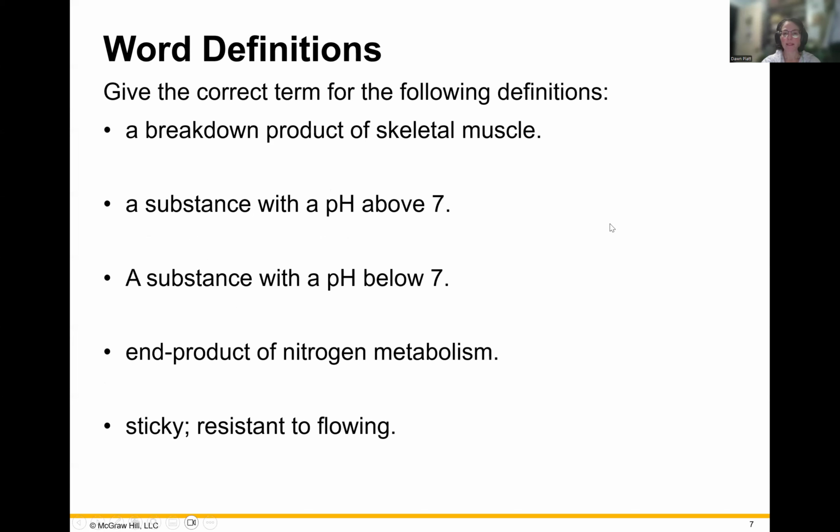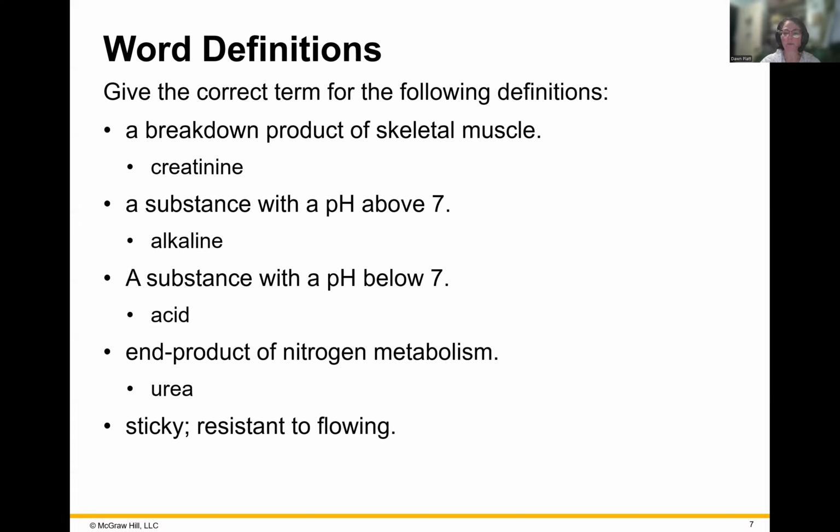Now we're looking at some word definitions. I gave you the definition. The idea of this is for you to figure out what the actual medical term is related to this definition. So a breakdown product of skeletal muscle, creatinine. A substance with a pH above 7 is alkaline. And then the opposite, a substance with a pH below 7 is an acid. And an end product of nitrogen metabolism is urea.